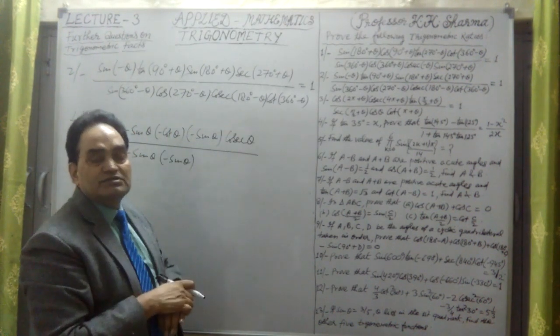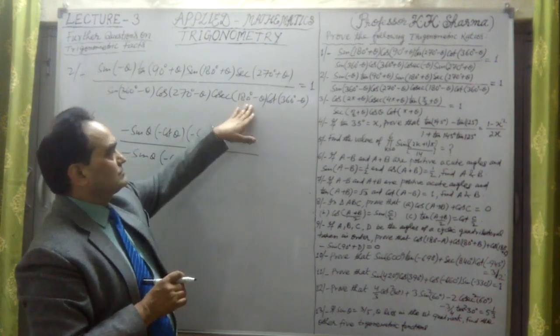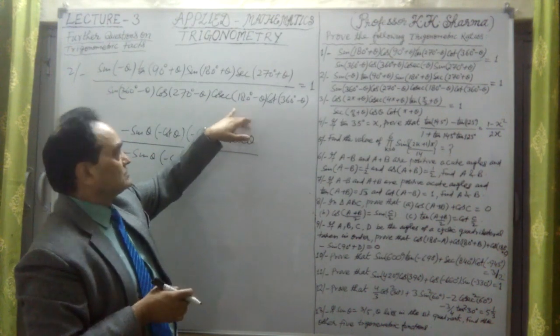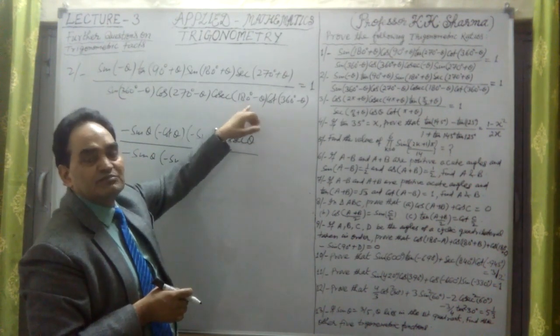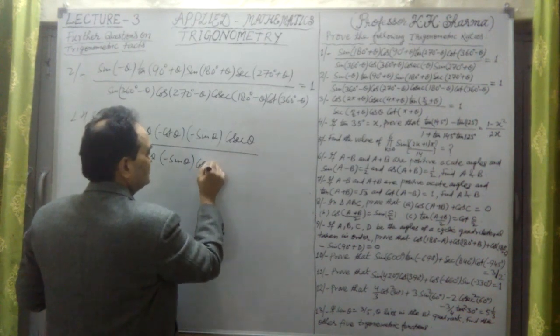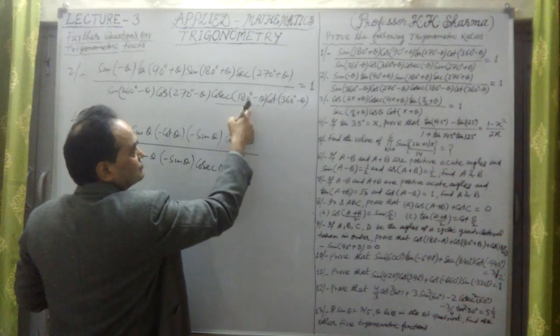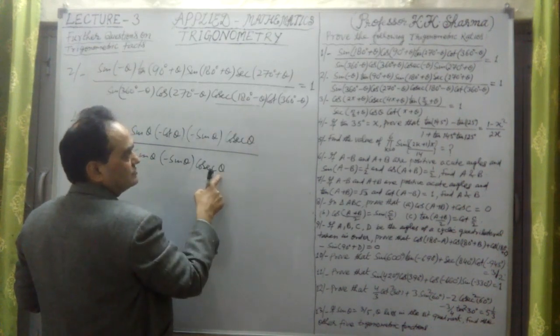Cosec of 180 degree minus theta lies in the second quadrant. In the second quadrant, cosec is positive, sine is positive. It will become direct cosec, so cosec theta is positive. Cosec of 180 degree minus theta is cosec theta.